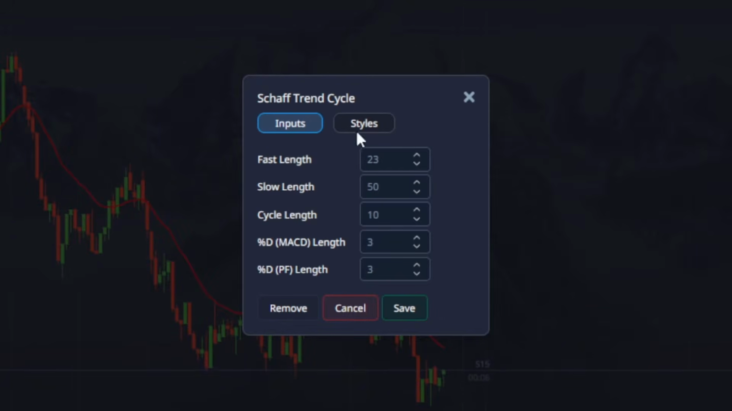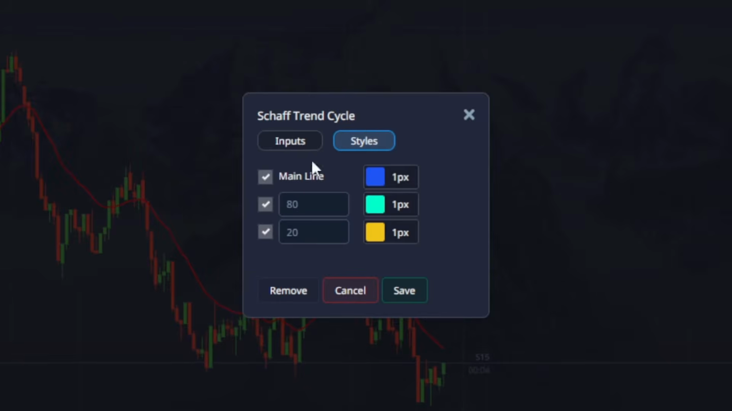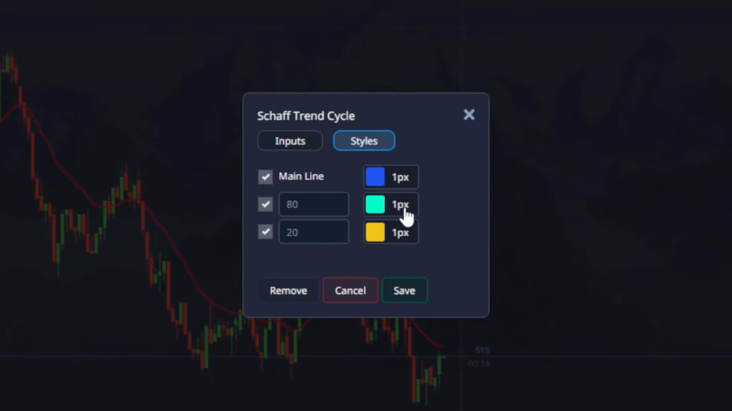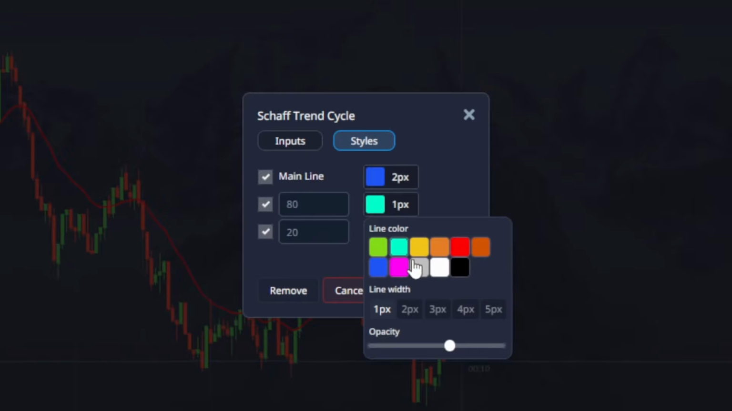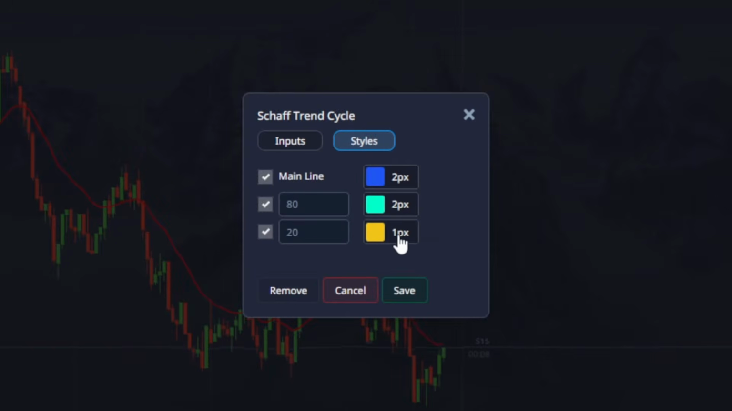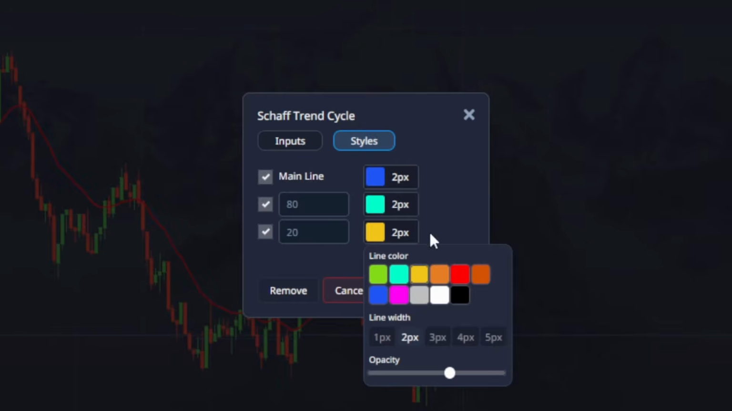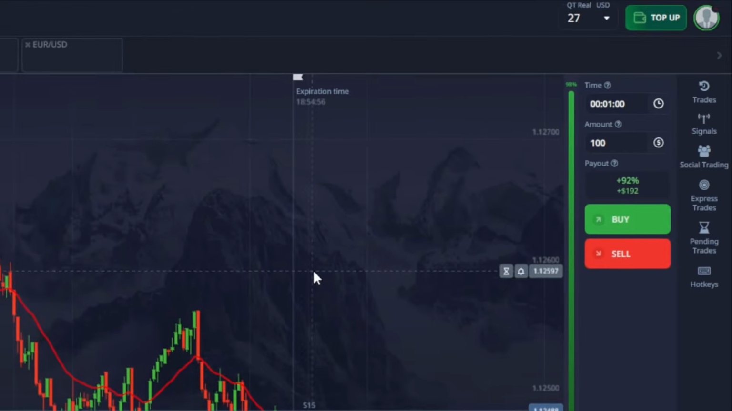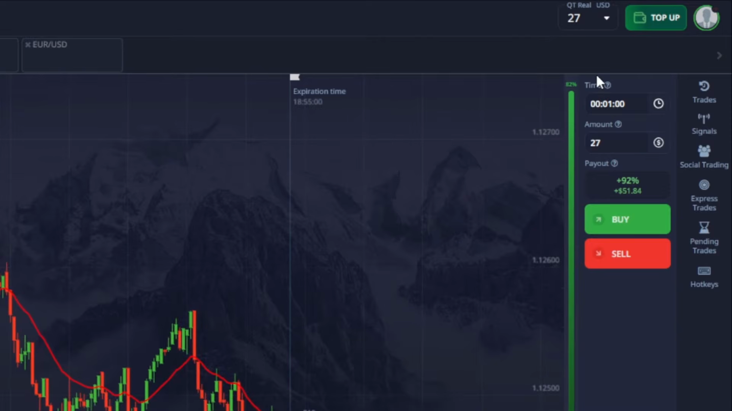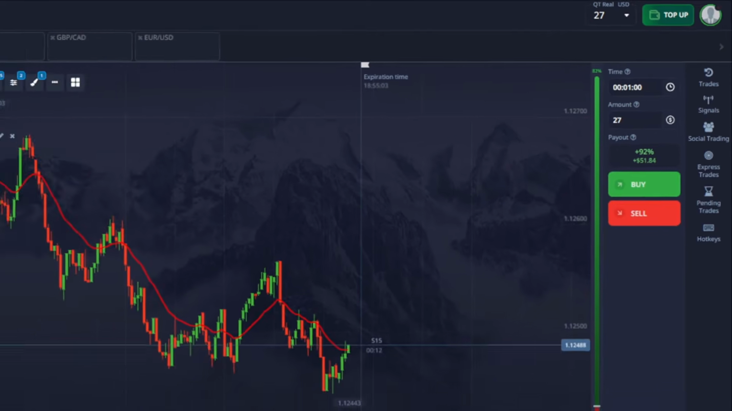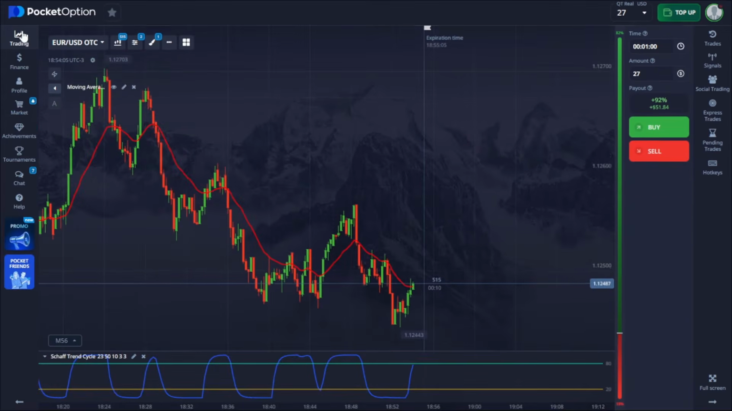All right, guys, it's necessary to change the main line to 80, 20. So don't forget it. That's very important to use on the strategy. Let's increase the thickness to 2 for all the lines. And that's good, guys. $27 with that, 1 minute. And let's go with this, right?